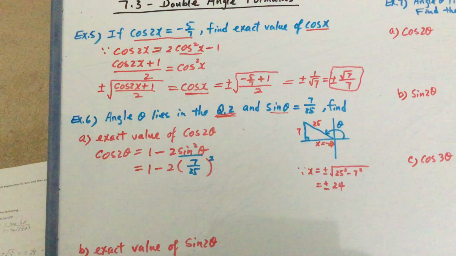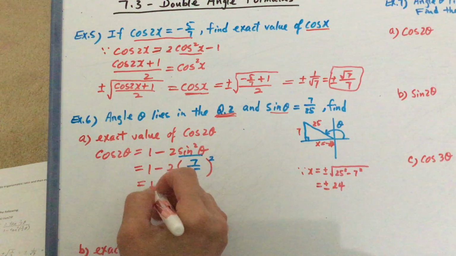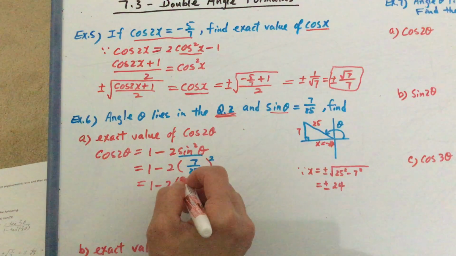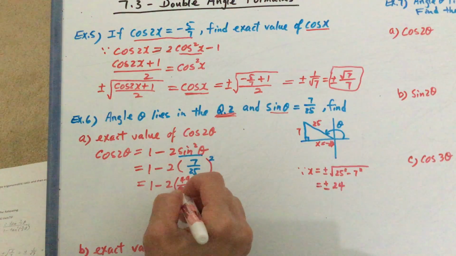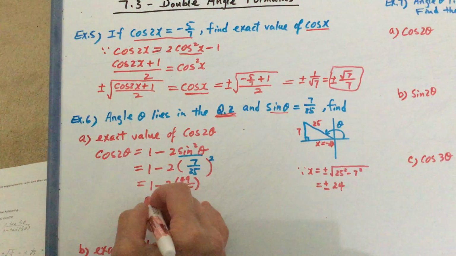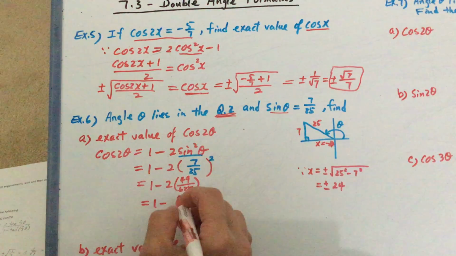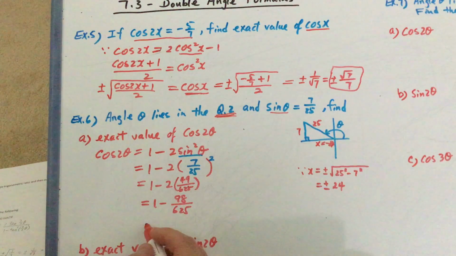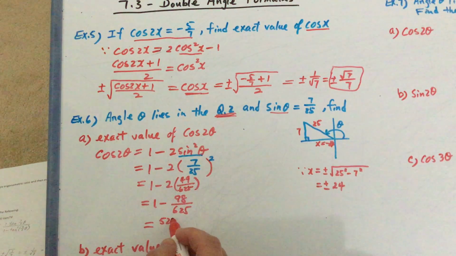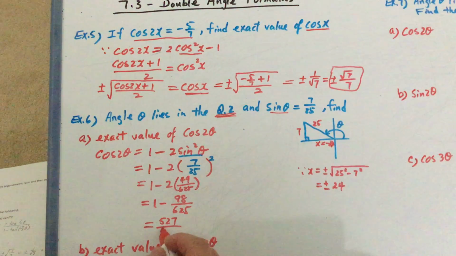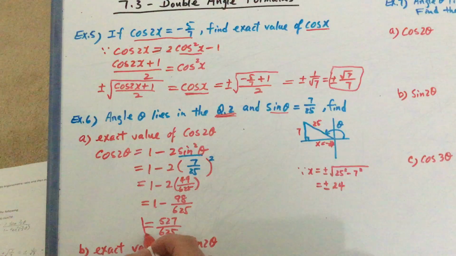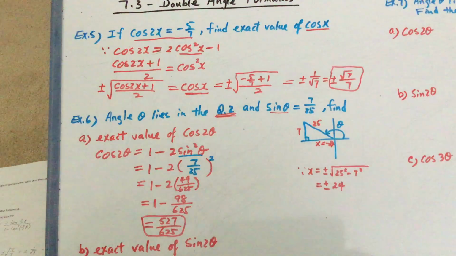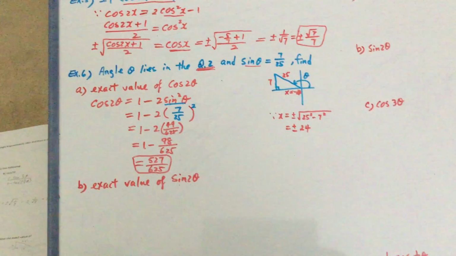So when you work this out quickly, you will see this is a 49, and this is going to be a 625. So that is the same as 1 minus 98 over 625. Finally, you will get your final answer of 527 over 625. And I don't think I can further reduce this. So this will become your final answer for example number 6A.